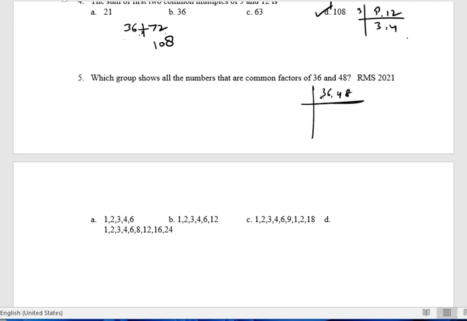36 and 48, 12. 12 3s are 36, 12 4s are 48. So 12, you are getting what? 12 is only the HCF, or you can divide by that, you can leave that also. So the factors of 12 are what? 1, 2, 3, 4, 6 and 12. So these are in B part.